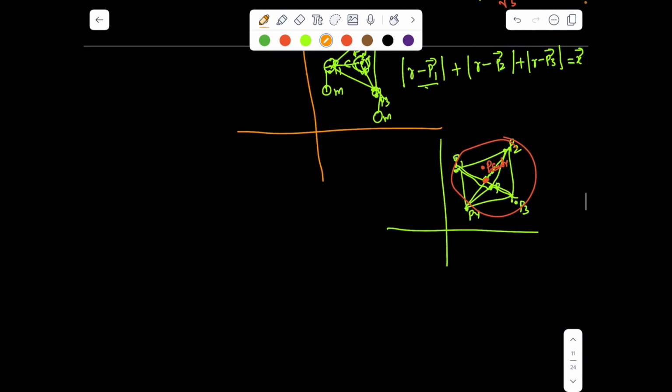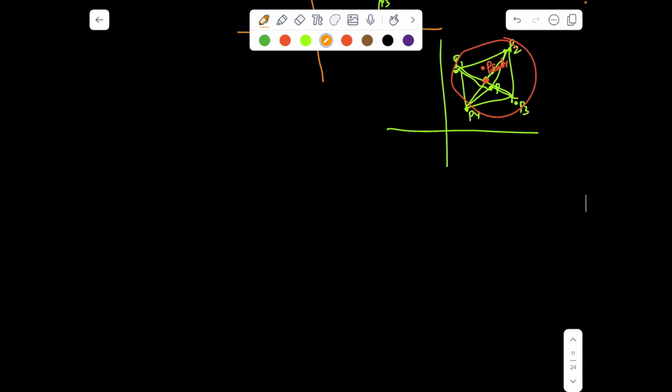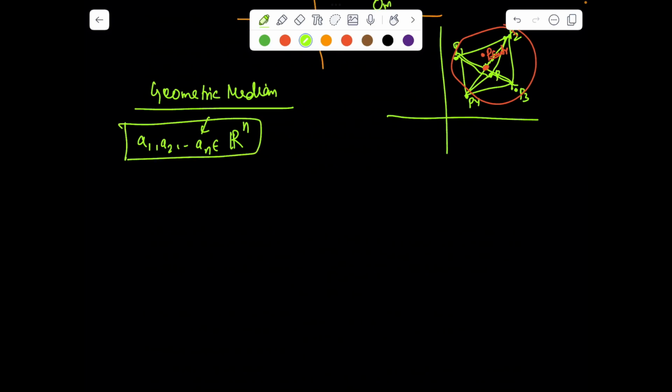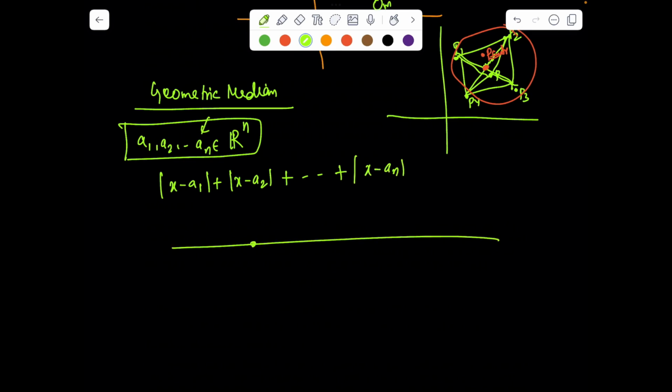Okay. One special note about this: what if I have 3 points in a plane? Basically this is known as the geometric median, and the idea of the problem was motivated from there. So let's say if I ask you in 1D, so just in R, all these numbers A1, A2 till An belong to R, which means all these are real numbers. And if I ask you to minimize the distance, mod x minus a1, mod x minus a2, mod x minus an. So clearly we have n points over here on the number line, a1, a2 till an.